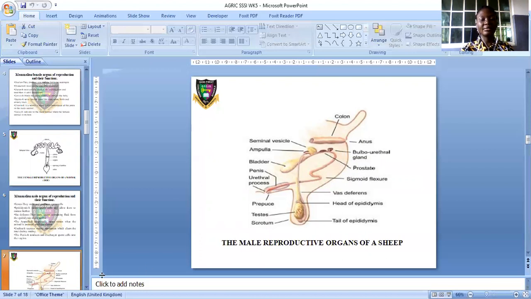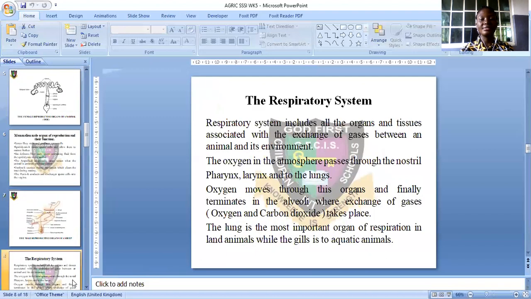Fine. Now let's move to the respiratory system. The respiratory system includes all the organs and tissues associated with the exchange of gases between an animal and its environment. Like we human beings, we breathe in oxygen from the environment and we release carbon dioxide. So also in farm animals, they breathe in oxygen and release carbon dioxide. The oxygen in the atmosphere passes through the nostril of farm animals down to the pharynx, next to the larynx, and to the lungs.